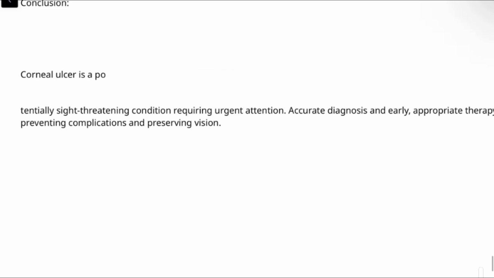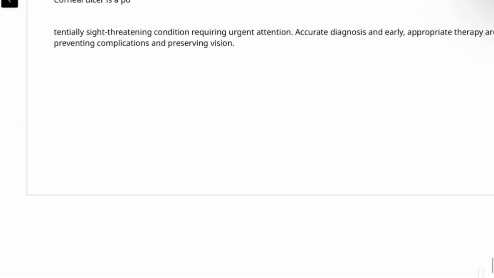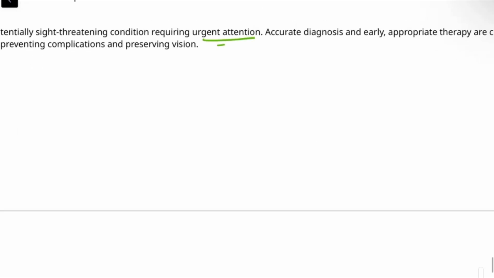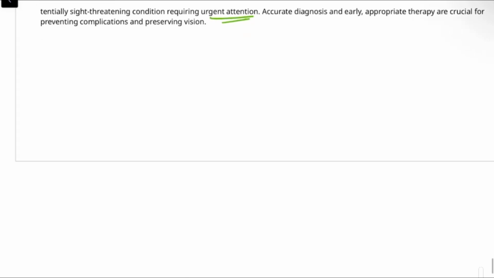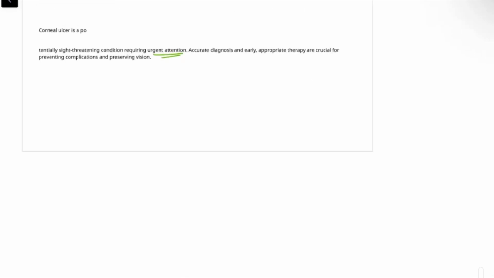In conclusion, it is a potentially sight-threatening condition requiring urgent attention, like an ocular emergency. Accurate diagnosis, early and appropriate therapy are crucial for preventing complications and preserving vision. So this brings us to the end of corneal ulcer.